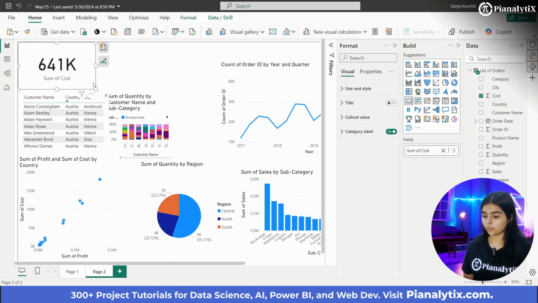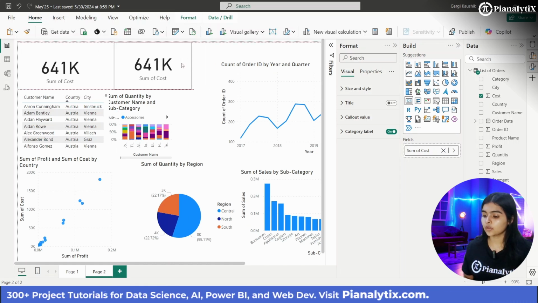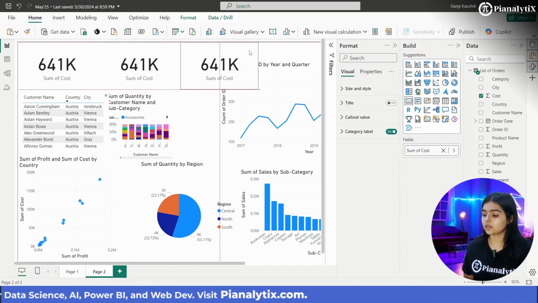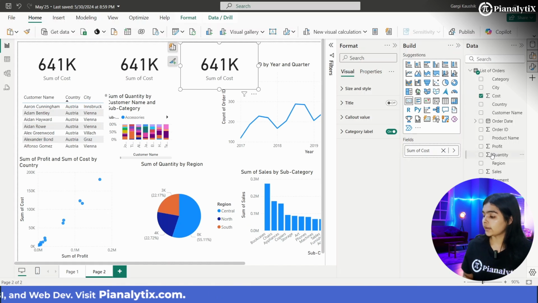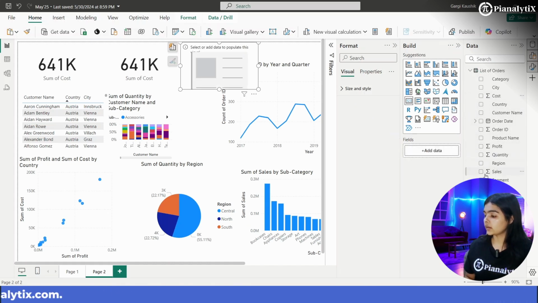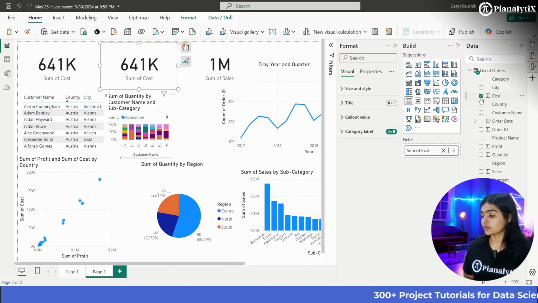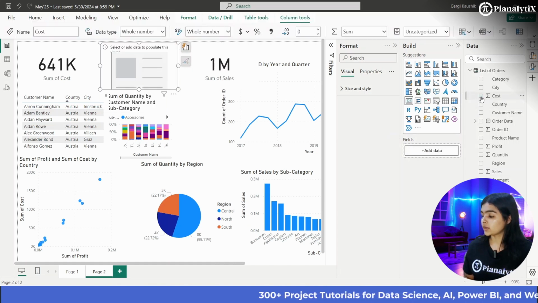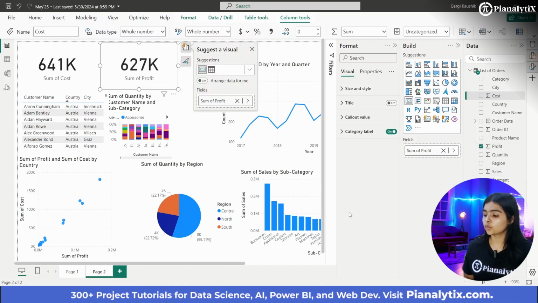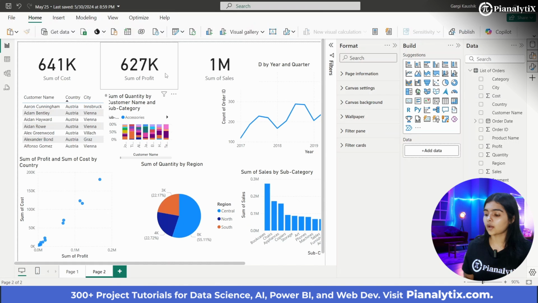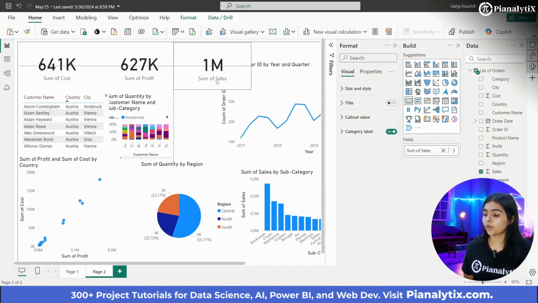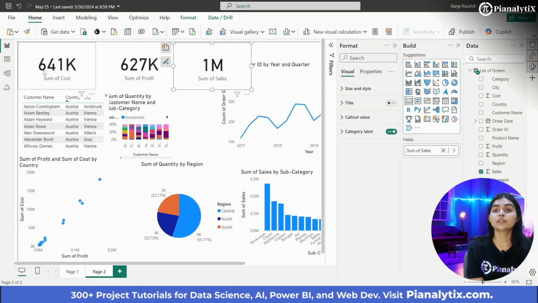I will copy and duplicate this a couple times. So there are other performance metrics that I can add to my dashboard here. Other than costs, I can add total sales, and I can also add total profits. These are the performance metrics that stakeholders might want to know right off the bat, no presentation needed. And this is how the company has been performing. So 1 million total sales, 627K profits, 641K costs. So this is how you can use the card visual in Power BI.